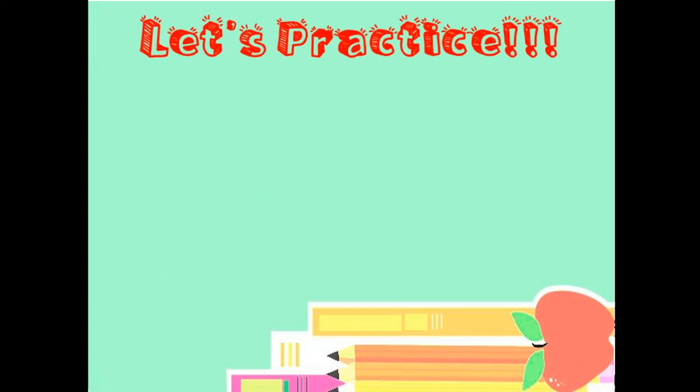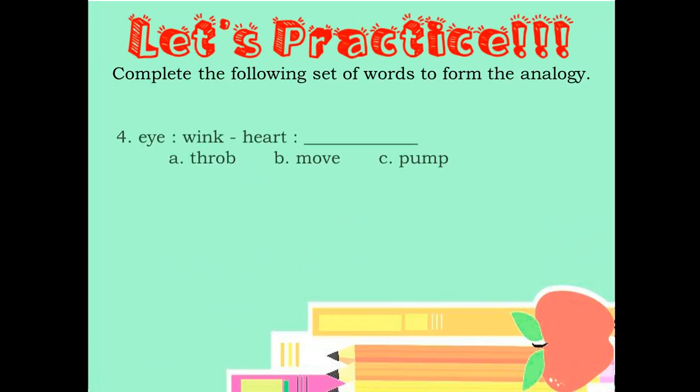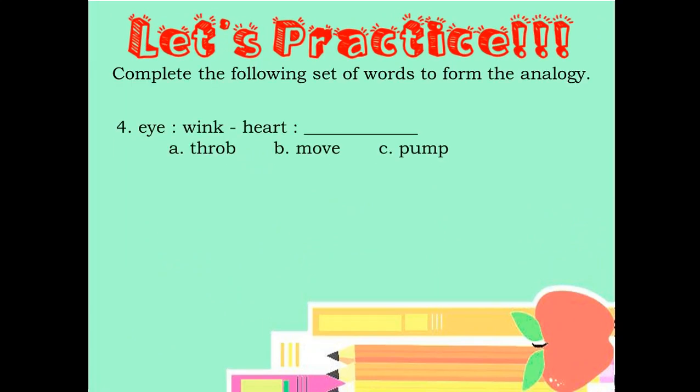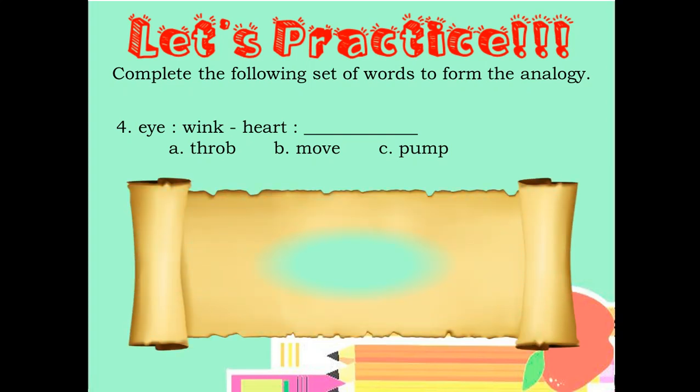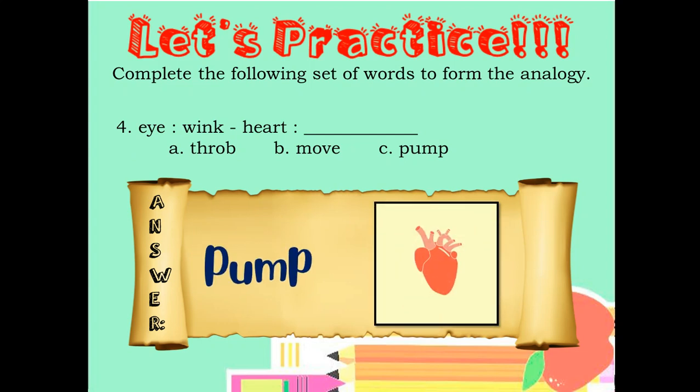Now, let's practice more. For question number 4, if eye is for wink, heart is for blank. A. Throb. B. Move. Or C. Pump. I repeat. If eye is for wink, heart is for blank. What is your answer? That's correct. If eye is for wink, then heart is for pump. That's their function. The relationship is under function.